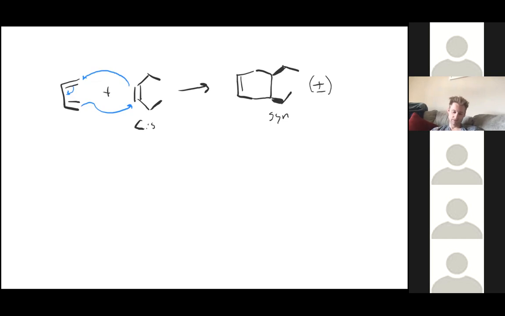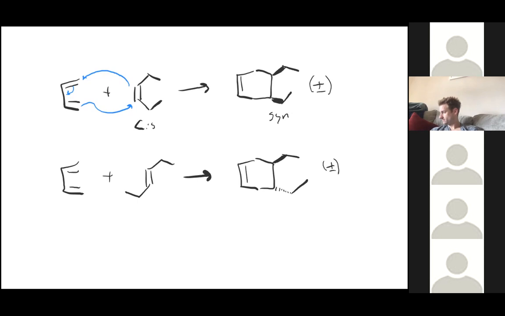And as you can imagine, if we did this with a trans double bond, this is going to lead to a trans product. So still a 6-membered ring. Double bond here. Now our substituents are going to end up trans to each other. All right. Let's start getting into some slightly more complicated ones. So these are pretty straightforward. Cis leads to syn, trans leads to anti, or trans, depending on how you want to think of it.